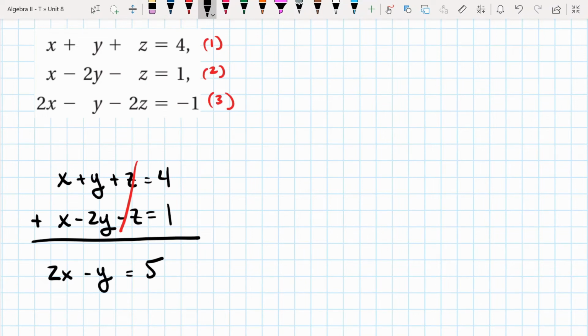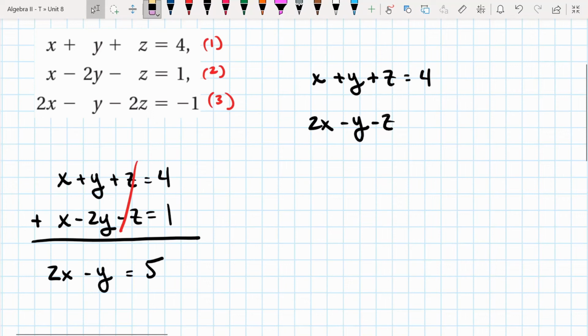Now, you could do the second and third equation, but I think it's actually going to be easier if we add the first equation with the third equation. Okay, let me show you why. Because if we want to cancel out the z's here, rather than multiplying everything by -2, all we have to do is multiply everything for the first equation by a +2. And so it's just going to make the arithmetic easier to deal with.